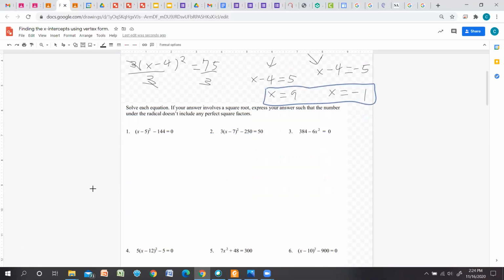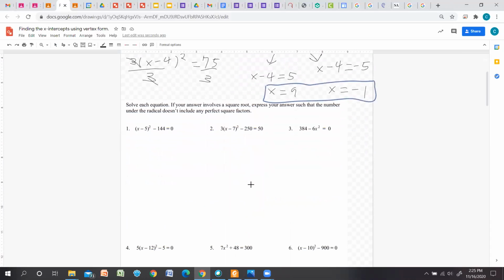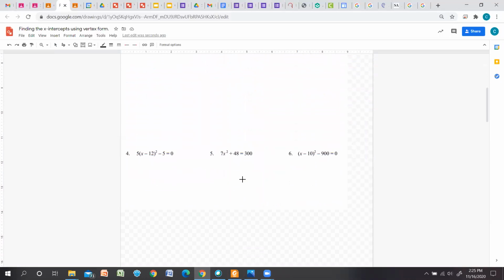So for all of these, you isolate the square. Actually, let's show it up here, right? We cancel out everything but the square. Then we square root both sides, putting plus or minus in front of the number, right? And since it's plus or minus, you end up with two equations. And you just solve for x. That's how you solve all of these. Isolate the square and solve.